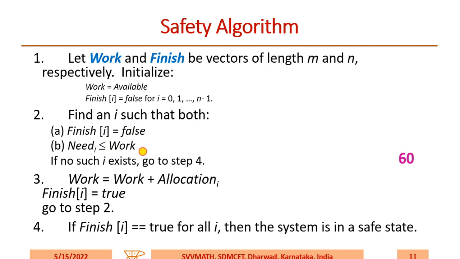We did it in the previous case. P1 needs only 2 and I had already 3 in hand. It is not yet completed. So like that, this is the second case. Then once you find such a process, what you have to do? Do work equal to work plus allocation, finish of i equal to true. Go back to step 2. This you repeat until all processes are over. If all processes are over, then I can say it is a safe state. Otherwise, if a few processes are remaining, then the system is not in a safe state.